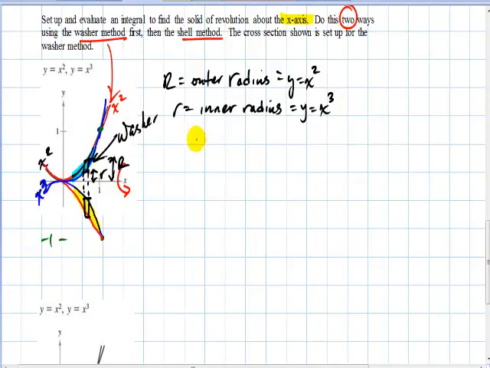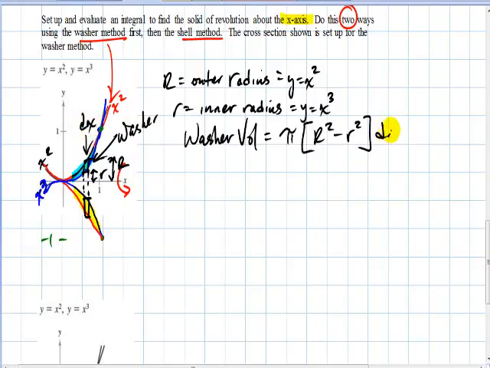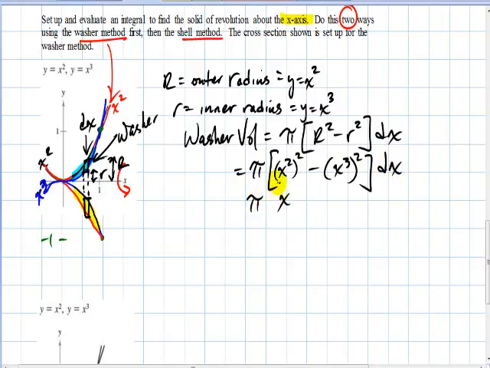Okay, and what we want to do is figure out a typical washer volume. Well, that's equal to pi times big R squared minus little r squared times the thickness, which in this case is dx, because it's vertical cross-section here. So let's simplify this before we integrate. We're going to have pi times big R squared, which is x squared squared, minus little r squared, which is x cubed squared, times the thickness. You, of course, want to simplify this to x to the 4th minus x to the 6th. You've got to multiply the exponents there times your thickness. And that's a typical washer volume.